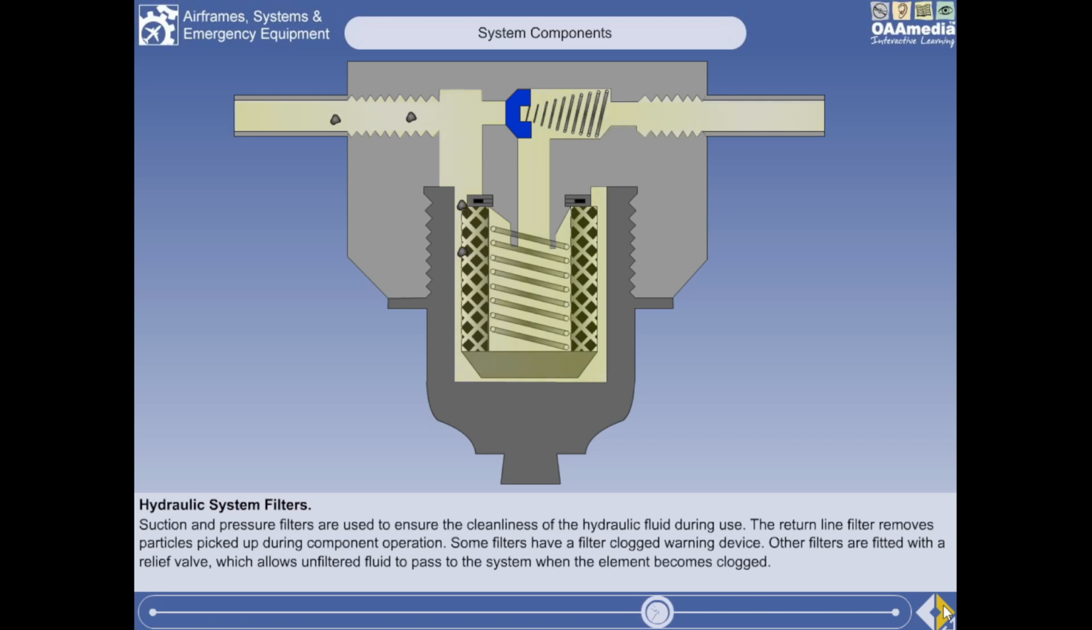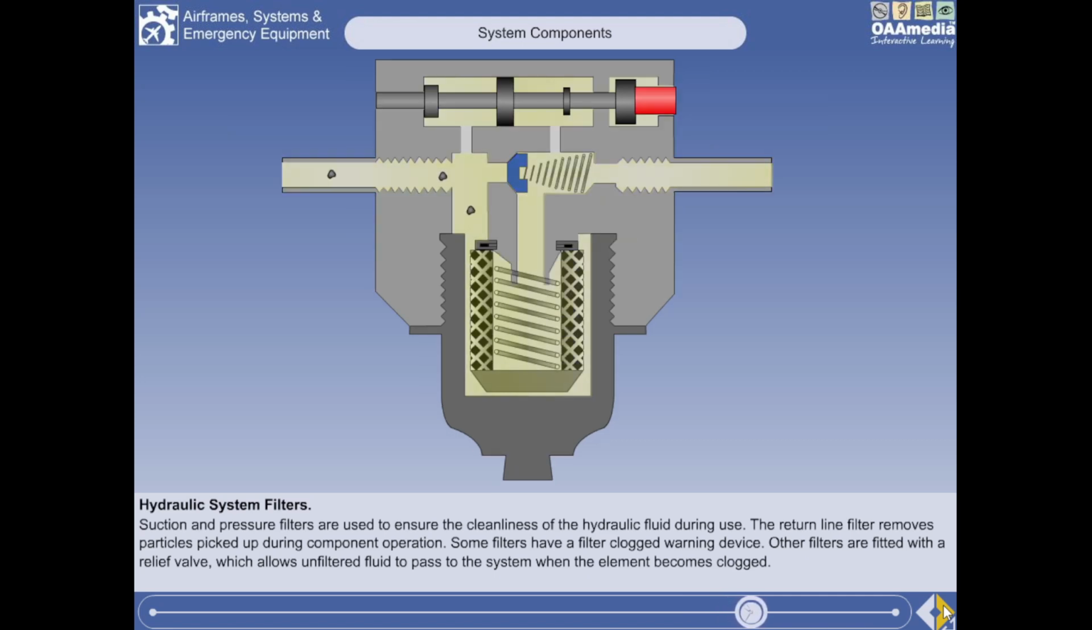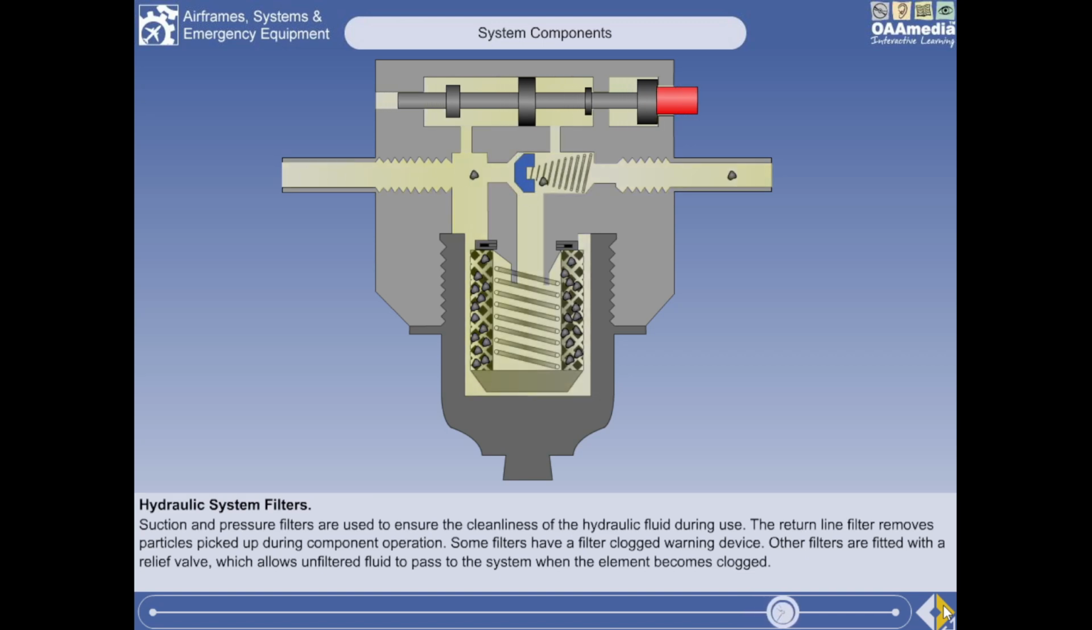Other filters are fitted with a relief or bypass valve, which allows unfiltered fluid to pass to the system when the element becomes clogged. In this type of filter, the element must be changed at regular intervals before clogging occurs. Some filters combine both systems, with the warning indicator set to operate shortly before the bypass valve opens.